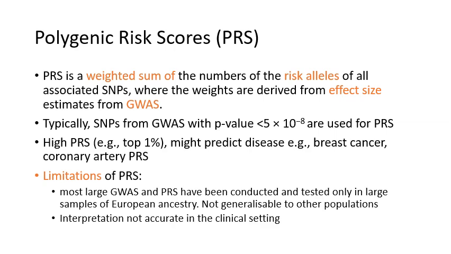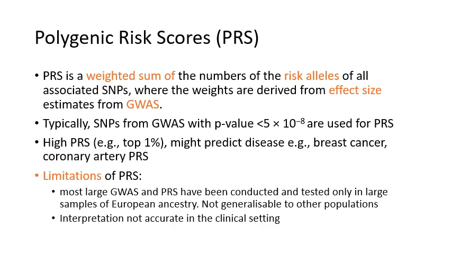So high PRS, for instance, the top 1%, might predict disease, for example, breast cancer or coronary artery disease. This is not yet clinically used. However, in a few years, it is possible that it might start being used in the clinics as well, as they're starting to address some of the limitations of polygenic risk scores.